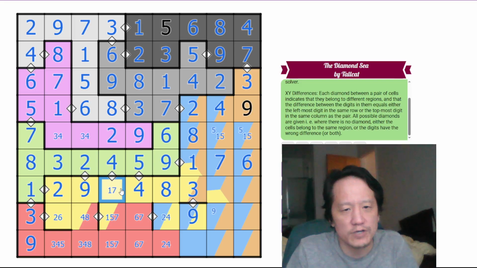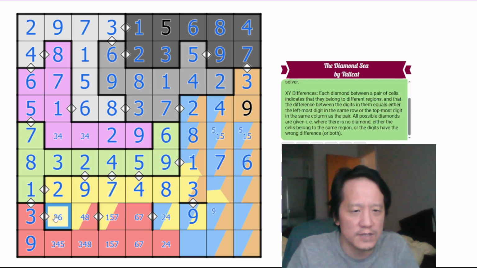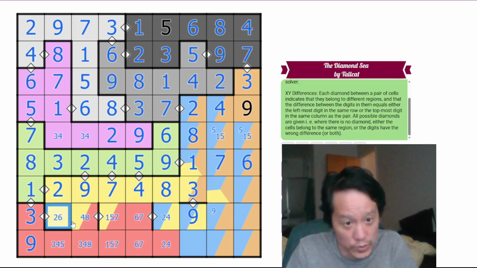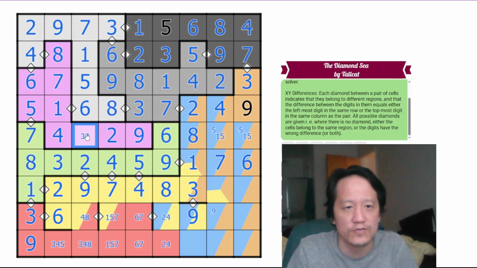This 1 eliminates 1 here, so this is not 7. This 3 eliminates 3. 2. This 2 eliminates 2 here, so this is 6. 3 eliminates 3 here. It's 4 and 3. This can't be 3 or 4, so this is 5.